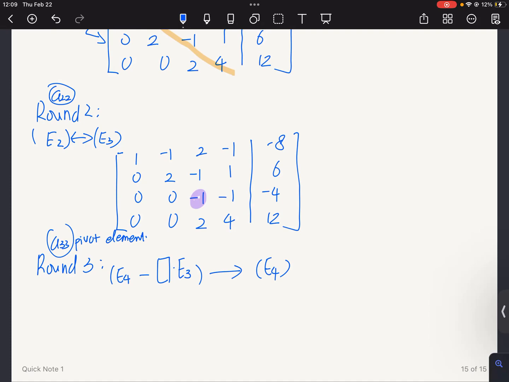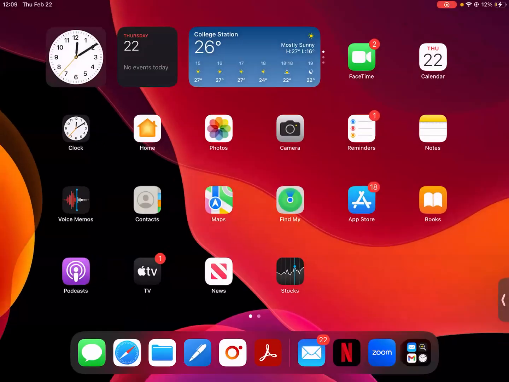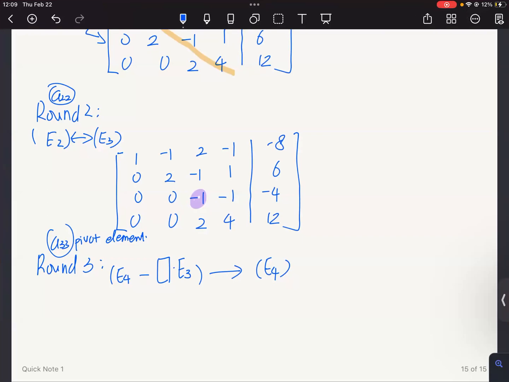And what is the coefficient? The coefficient should be this divided by the pivot element, and that is just 2 divided by -1, and that is just -2. And you will see this is just E4 plus 2E3.